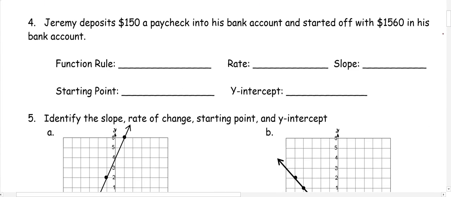Number 4, Jeremy deposits $150 a paycheck into his bank account and started off with $1,560 in his bank account. So we need to make a function rule. So when I make a function rule, I'm going to say that y equals the money in account.